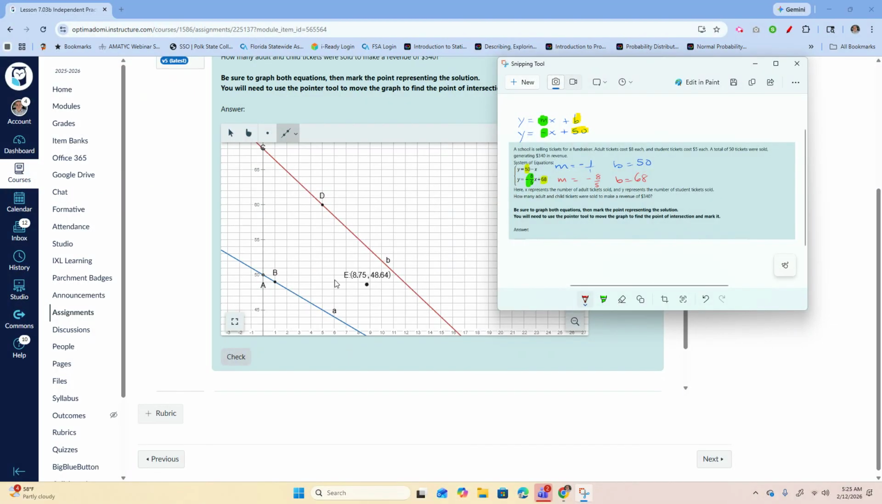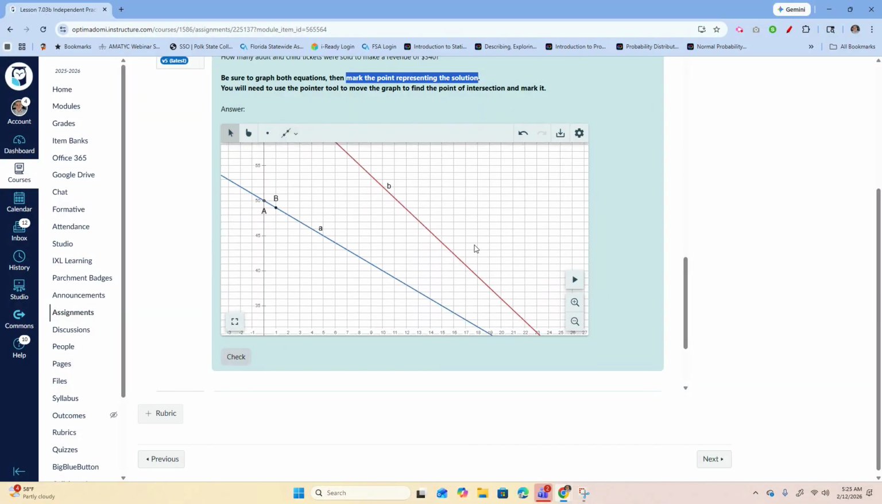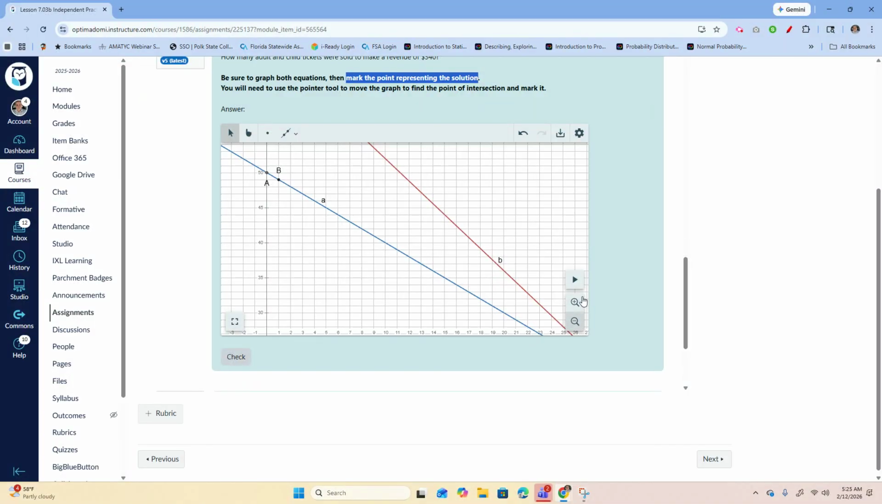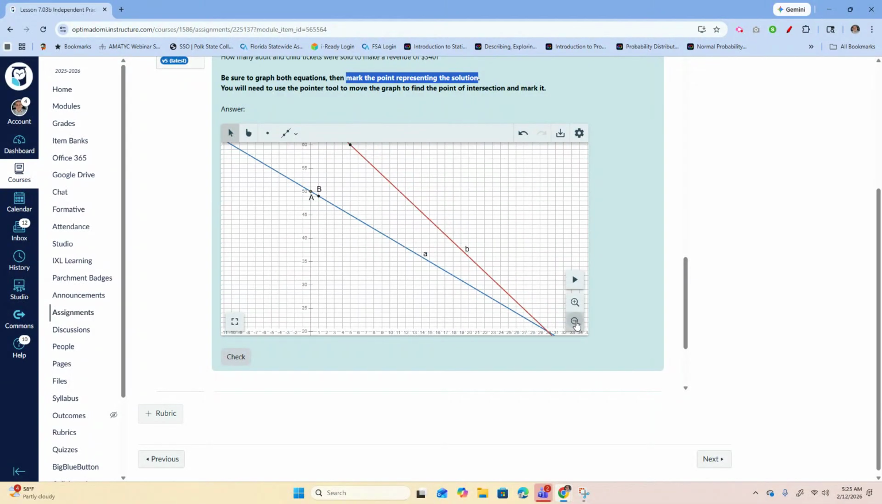The first equation is the one in blue. The second equation is the one in red. Now I'm going to have to find out where they meet, because they want me to mark the point that represents the solution. So what I like to do is I first move it up. Before I click any plus or minus, I just move it up. And then I press the minus.